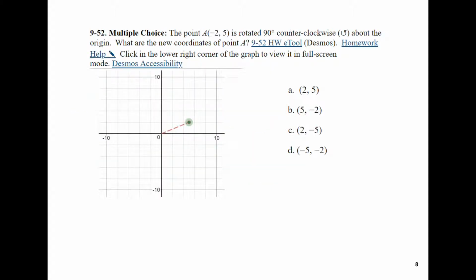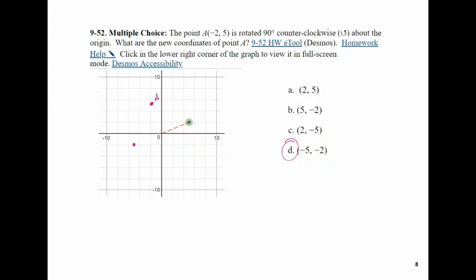9-52 is a multiple choice question. The point A, (-2, 5), is rotated 90 degrees counterclockwise about the origin. What are the new coordinates of point A? So if we find that plot on our coordinate plane, we have point A. If we rotate 90 degrees counterclockwise, that would move our point A to (-5, -2). So we would say D.